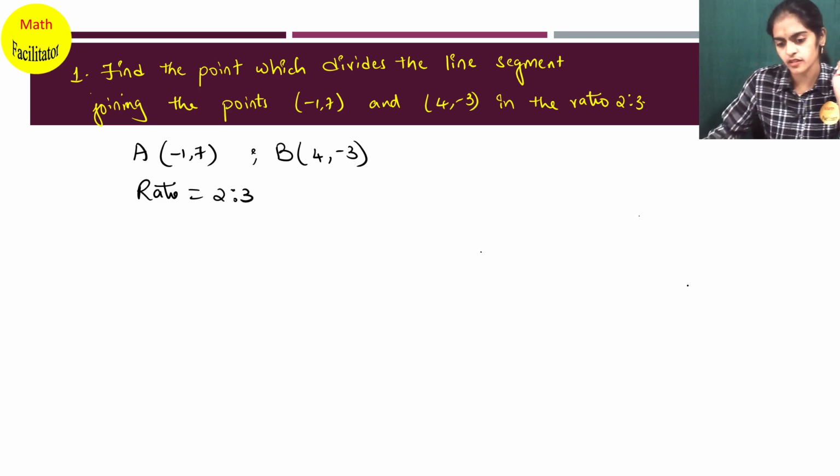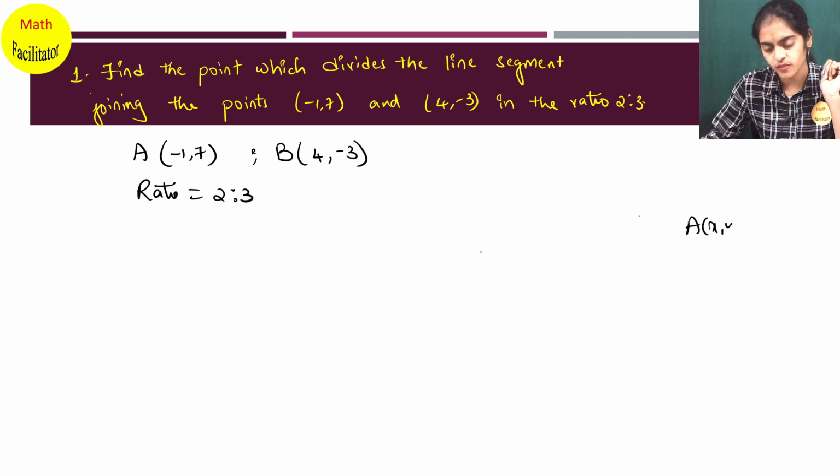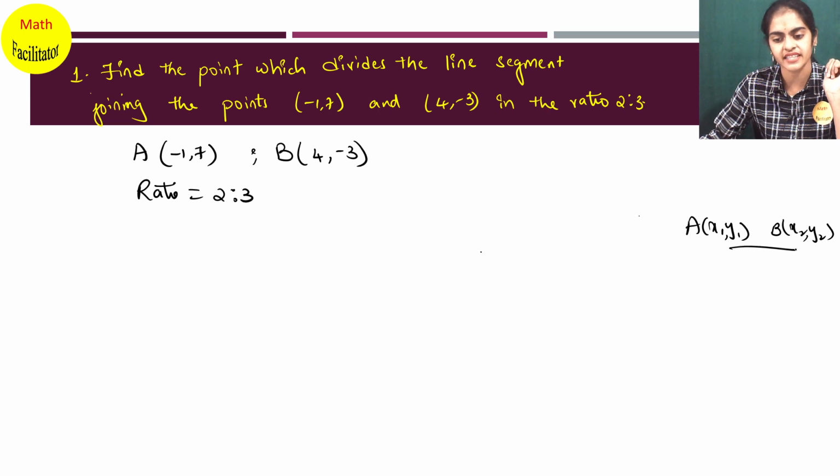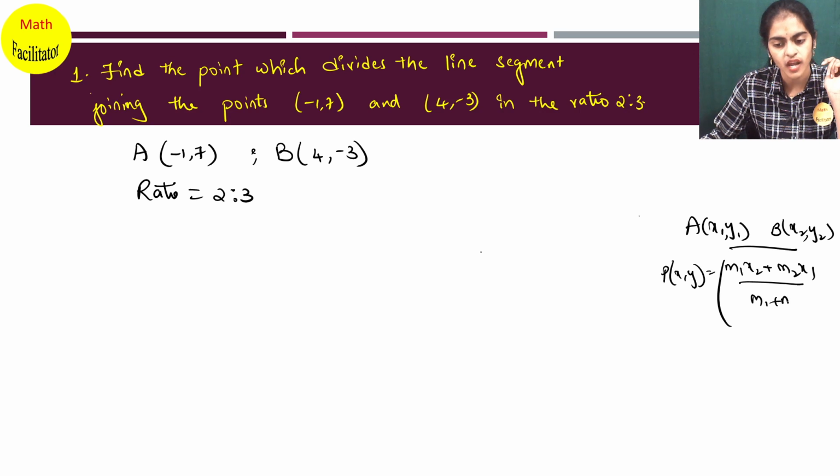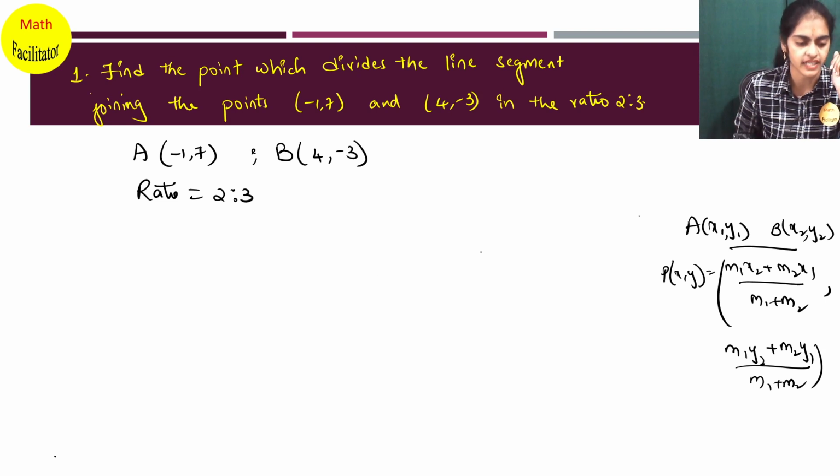Just now I gave you the formula. If A is (x1, y1) and B is (x2, y2), and there is a point P dividing the line joining these 2 points, then P (x, y) you can get by using the formula m1 x2 plus m2 x1 by m1 plus m2. For the y coordinate, you will write m1 y2 plus m2 y1 divided by m1 plus m2. So to use that, let me identify x1, y1, x2, y2, and m1 and m2.